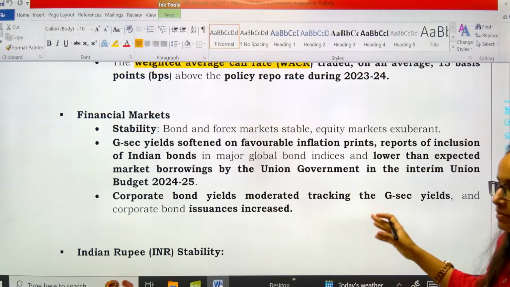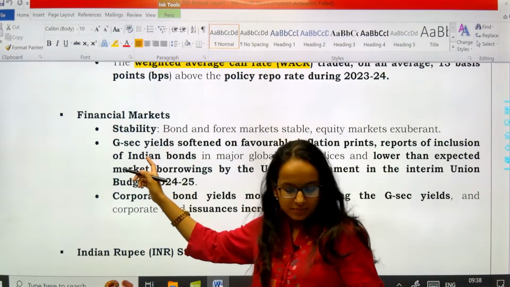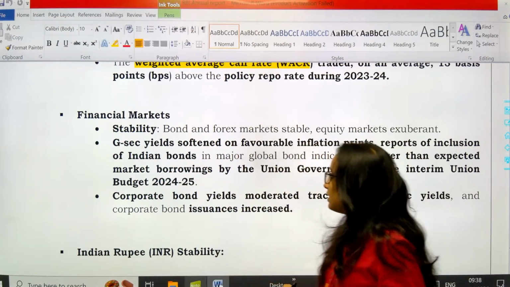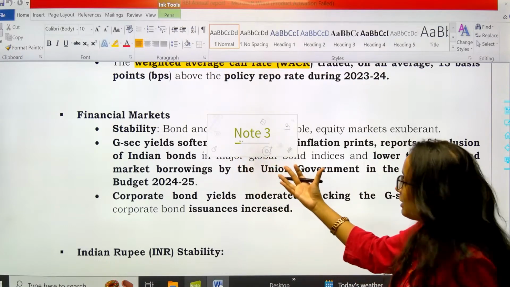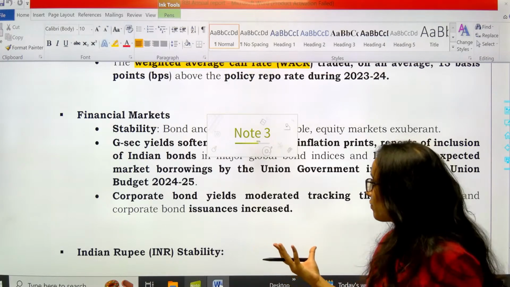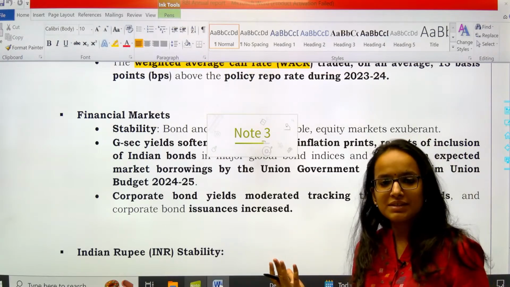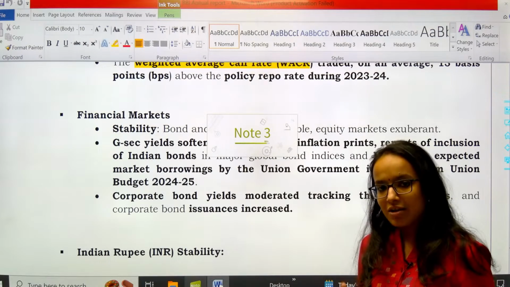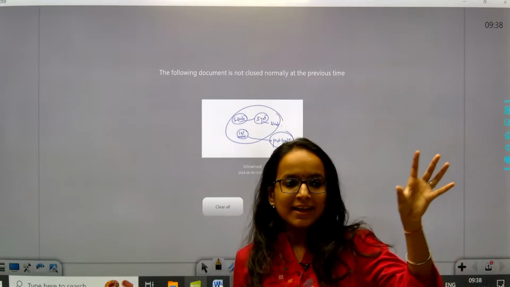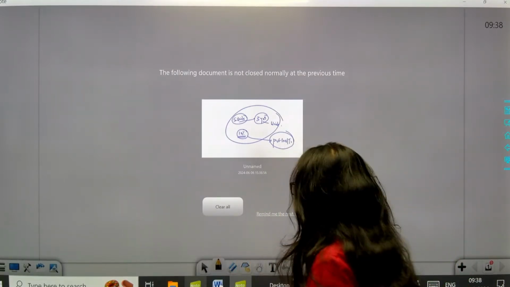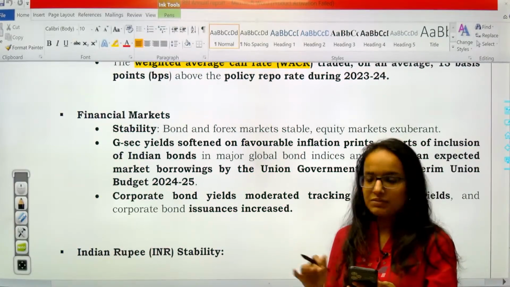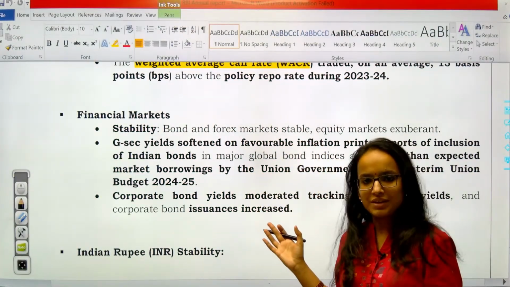In the last class, we have discussed till the financial markets, if I am correct, right? So we have done the financial market section in the last class. We have discussed the stability, that the bond market is in stability, the equity or shares market are very exuberant in case of India, right? And the GSEC yields we have discussed that have been moderated. Why they have been moderated? Because of higher prices. As you know that in the bond market, the price and the yield of the bond has an inverse relationship, right? So we all know that given these facts, we have discussed all the situations of our financial markets.